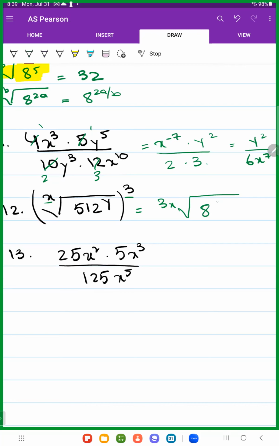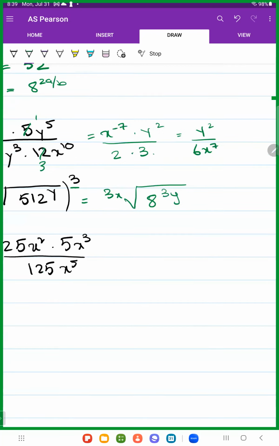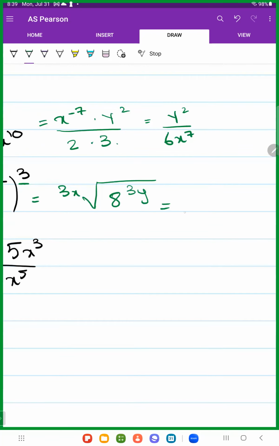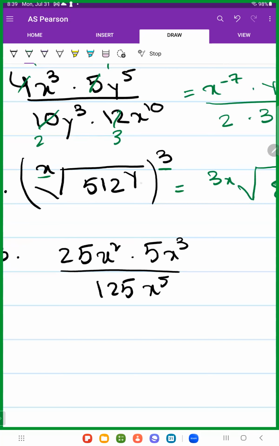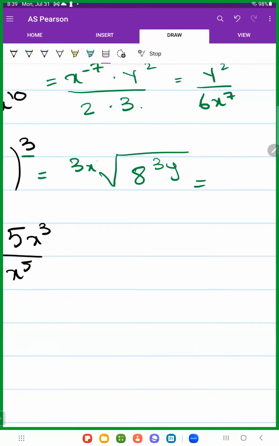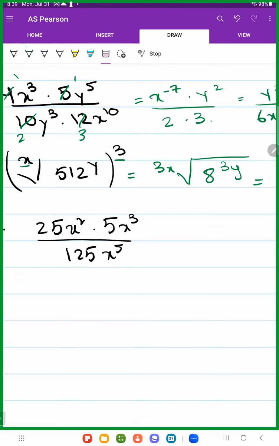No. Where did your 3 go then? I took it inside. I did 8 to the power 3y. No, I didn't write it with x. You can't do 8 to the power 3y, but you will multiply it with this power. Or what you can do is, to avoid confusion, let me tell you something else.